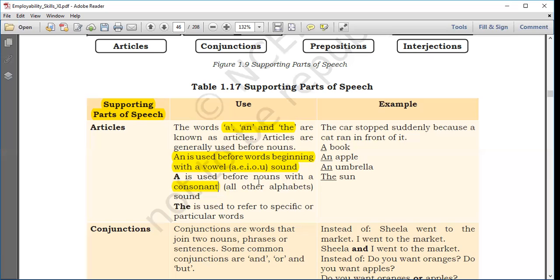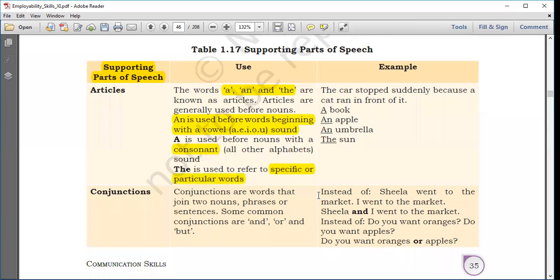The is used for certain specific or particular words, right? Specific in the sense which is important. Like sun, the sun. There's only one sun in our solar system. So that's a particular sun. So we'll put the before that word sun.